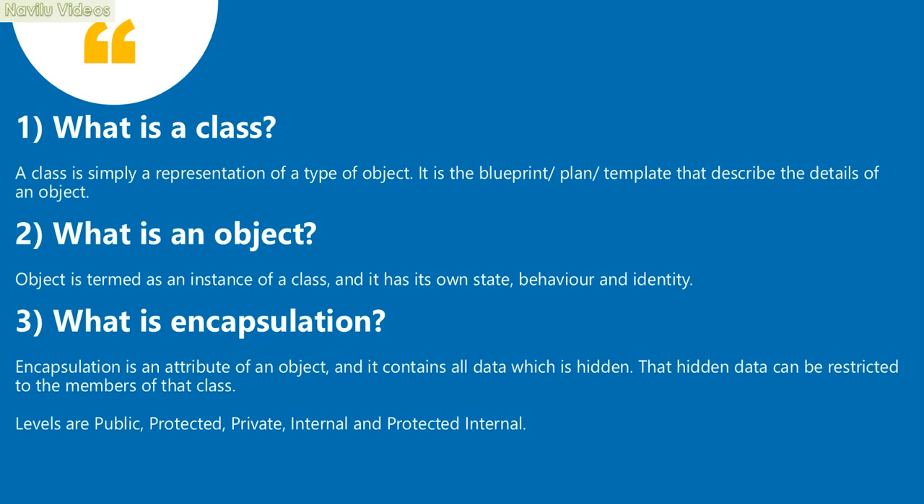2. What is an object? An object is termed as an instance of a class, and it has its own state, behavior, and identity. 3. What is encapsulation? Encapsulation is an attribute of an object, and it contains all data which is hidden. That hidden data can be restricted to the members of that class. Levels are public, protected, private, internal and protected internal.